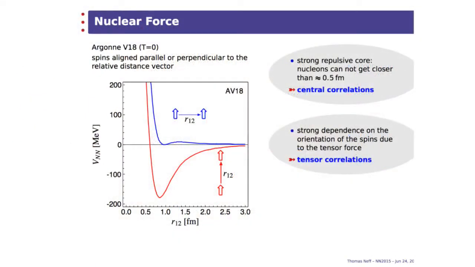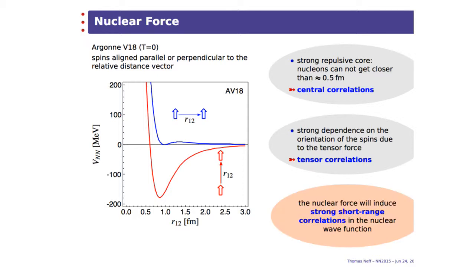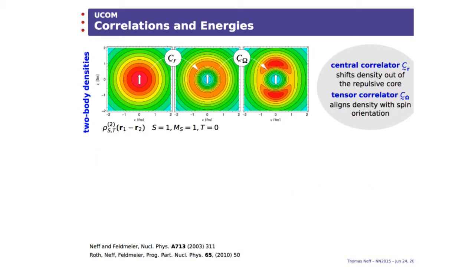So to solve a many-body problem, you have to deal with this issue, and a popular way nowadays of doing this is using unitary transformations to transform your bare interaction into an effective soft interaction, and the method of choice we use is the unitary correlation operator method.